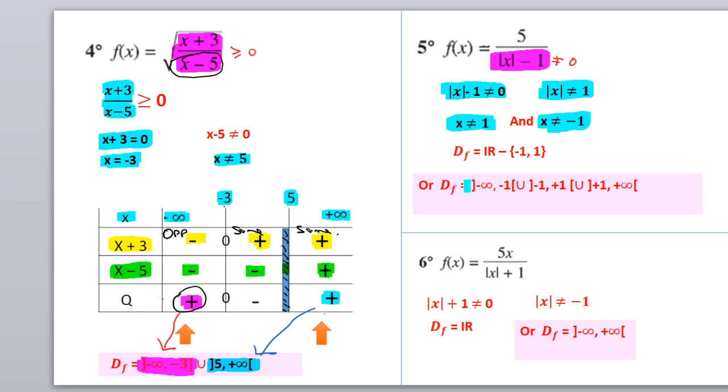So the domain of definition, like we did before, is minus infinity to minus 1, union minus 1 to 1, union 1 to plus infinity. That's it. Next one.